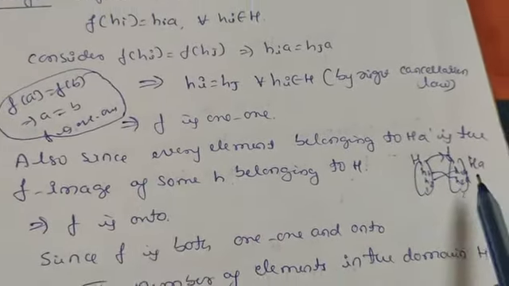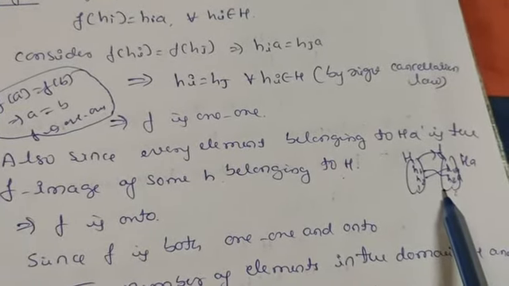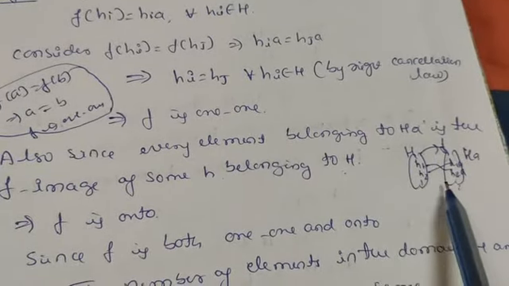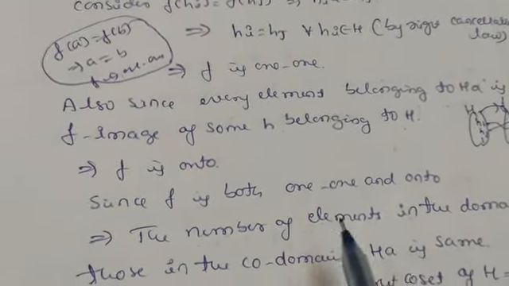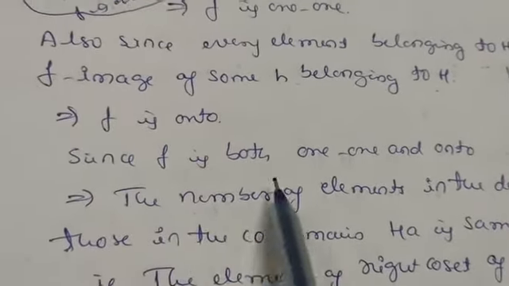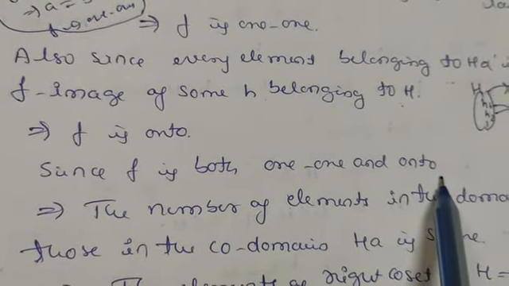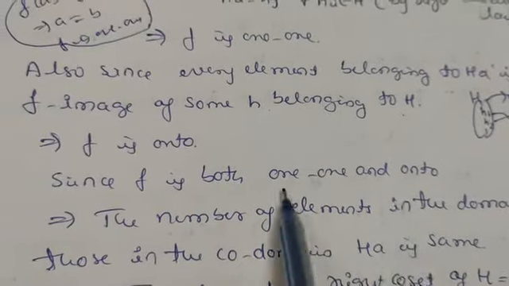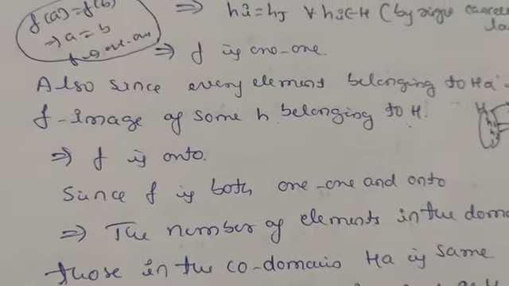If every element of set B is the image of an element of set A, then we can say that it satisfies the onto condition. So these are all things you studied in your previous classes. Since it satisfies both, f is both one-one and onto. So one-one and onto means it is bijective, a one-one function and an onto function.